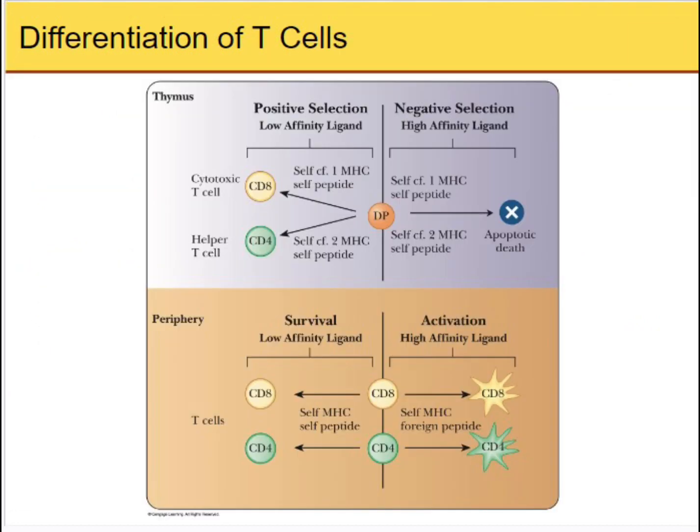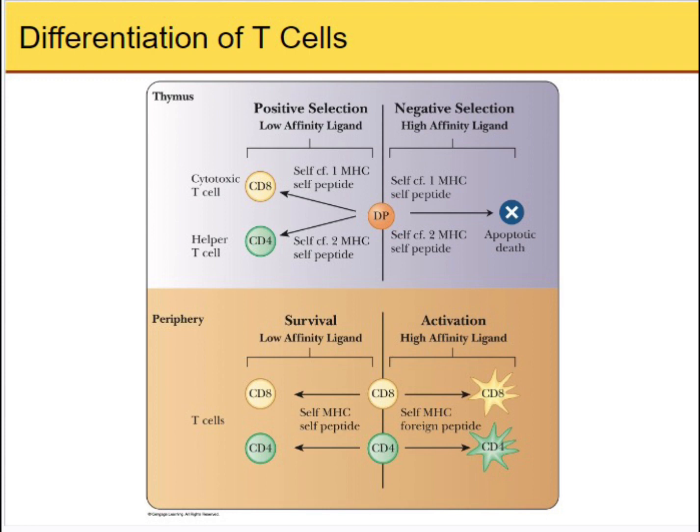These are the different types of cell. In the thymus and periphery, the thymus does positive selection of low affinity ligands: cytotoxic T cell, helper T cell, self-class 1 MHC self-peptide, self-class 2 MHC self-peptide. Negative selection is for high affinity ligands: self-class 1 MHC self-peptide and self-class 2 MHC self-peptide lead to apoptotic death.